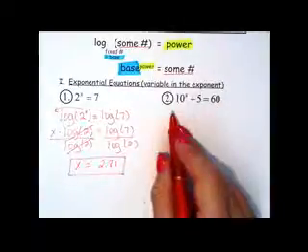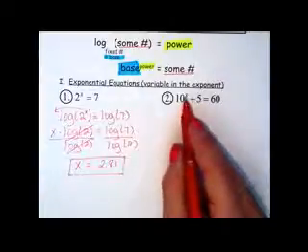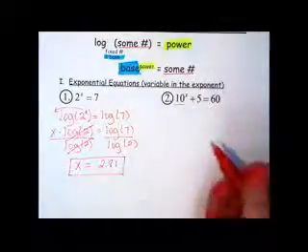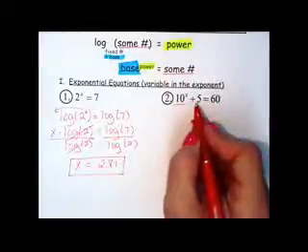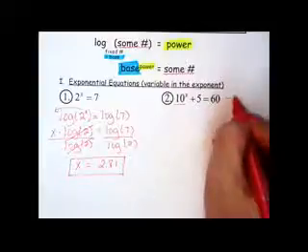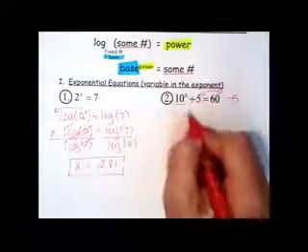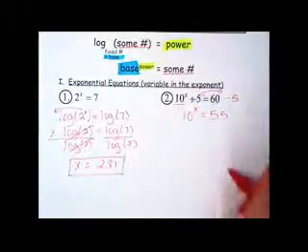So let's look at number 2. First of all, you should always ask yourself, what am I solving for? I'm solving for x. What does it belong to? It belongs to this 10. So that is what I need to get by itself. So I need to get rid of the plus 5. In order to get rid of the plus 5, I'm going to subtract 5 from both sides. So we have 10 to the x equals 55.